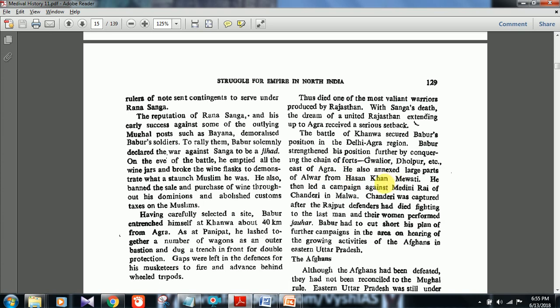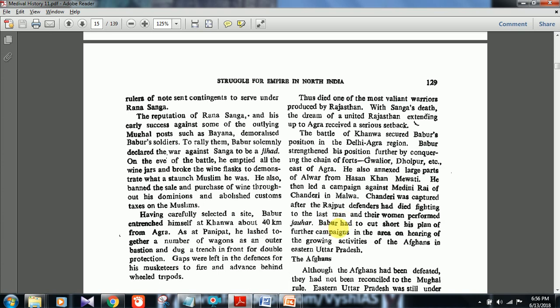He then led a campaign against Medini Rai of Chanderi in Malwa. Chanderi was captured after the Rajput defenders had died fighting to the last man. And Jauhar, you know, the Padmavati movie also you would have seen. Its climax is this thing, Jauhar. That happens whenever Rajputs are involved, this thing will be happening. Rajput versus Muslim rulers.